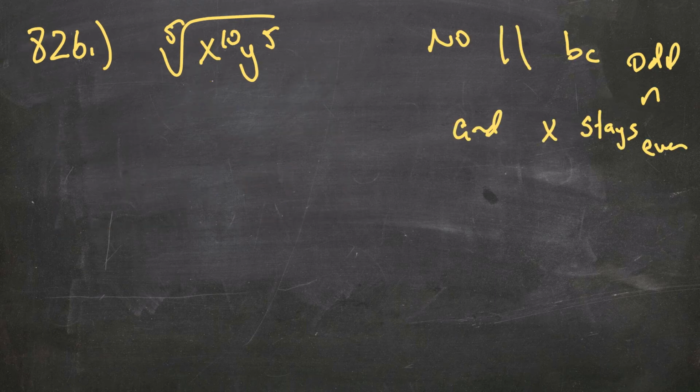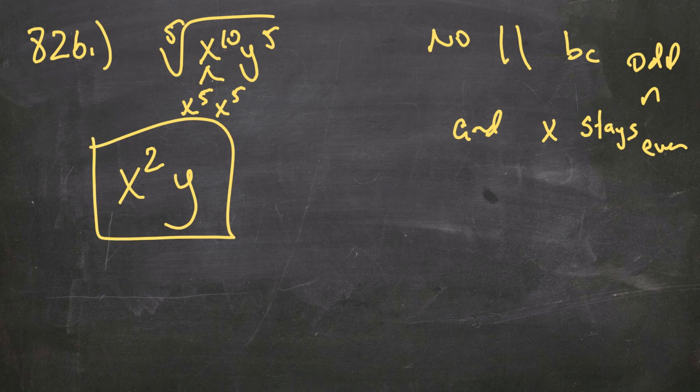That's it. Alright, 82b, you don't have to worry about the absolute value because it's an odd n and the x stays even. So I just rewrite x to the 5th as x to the 5th. x comes out as x squared, y comes out, and x squared y is your final answer.